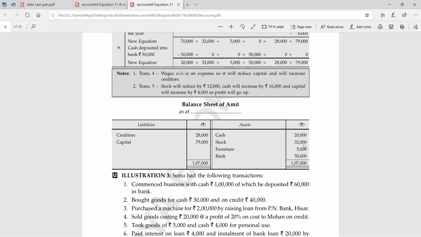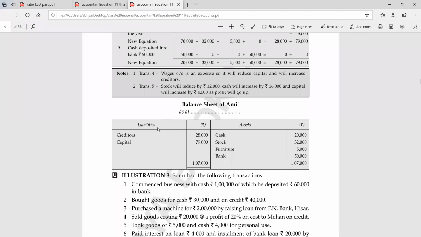This is the final result, that at last you have this much, your position is this. And then furniture you have of 5,000. Then bank balance you have 50,000. Now you can add up all these. The total of all the assets is 1,07,000.